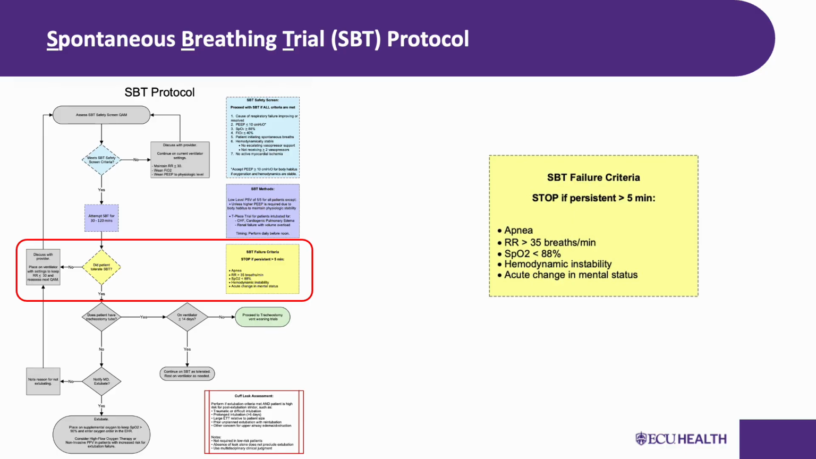A respiratory rate above 35 for more than 5 minutes suggests the patient is working too hard and is likely heading toward fatigue. A saturation below 88 for more than 5 minutes means the patient cannot maintain adequate oxygenation without support. Hemodynamic instability could manifest as significant tachycardia, hypotension, hypertension, or new arrhythmias. It means the cardiopulmonary system is stressed beyond what it can handle. And an acute change in mental status, whether it's agitation, confusion, or even a decrease, tells you the patient's brain is not getting what it needs.